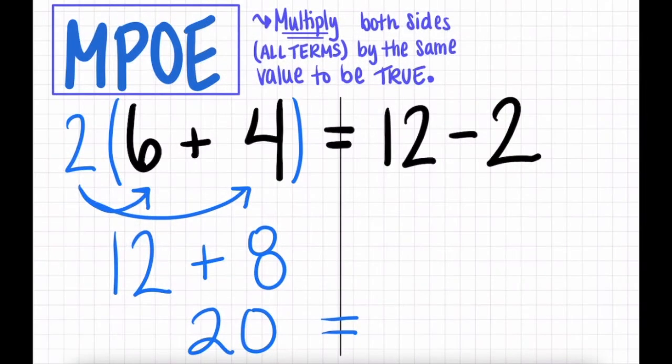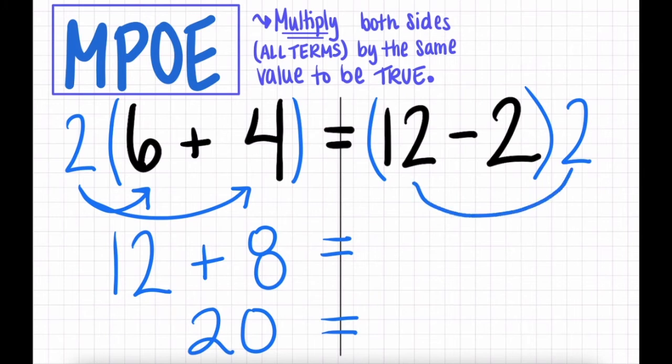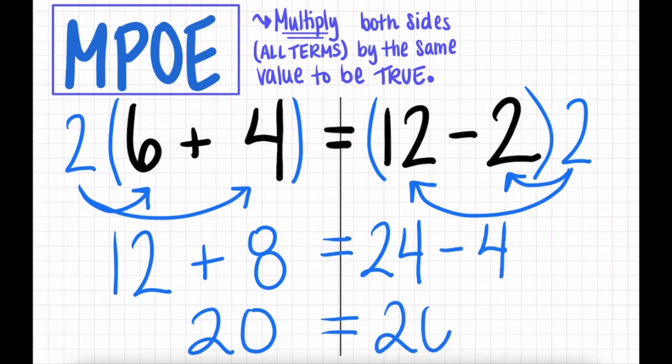So now off to the right side. Which term am I going to multiply by 2? Am I going to multiply 12 by 2, 2 by 2, or both? If you said both, you are correct. Multiply the entire side. 12 times 2 is 24. 2 times 2 is 4. And 24 minus 4 is 20, making this a true equation.